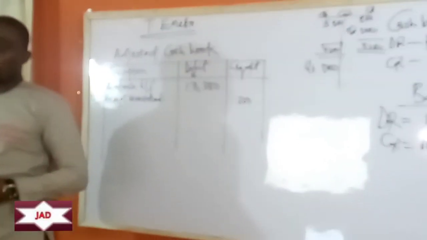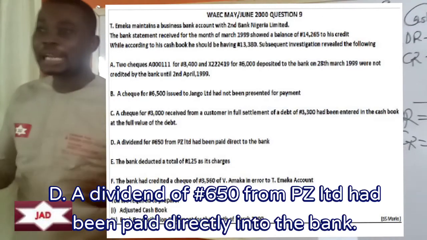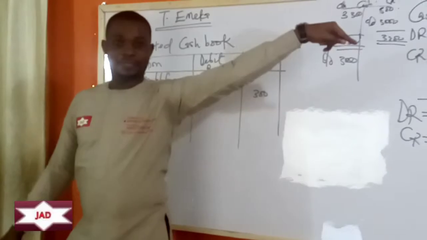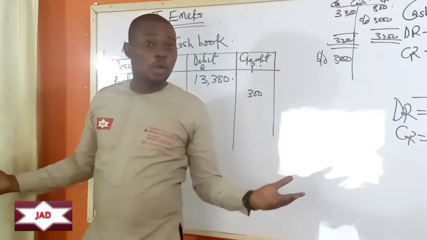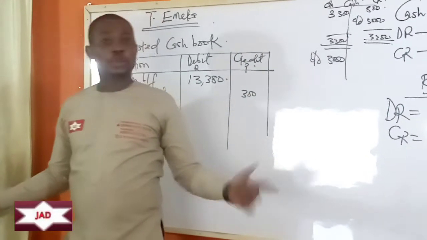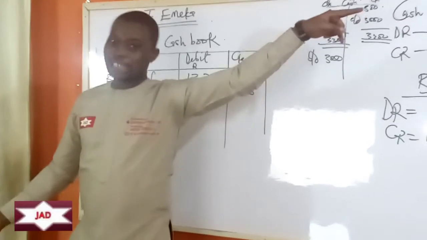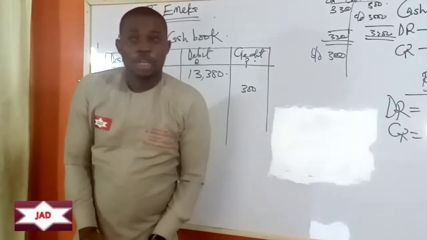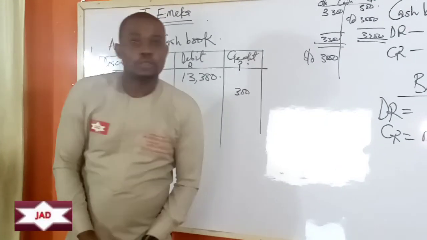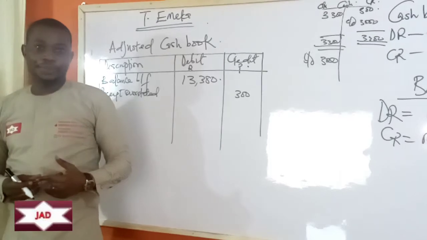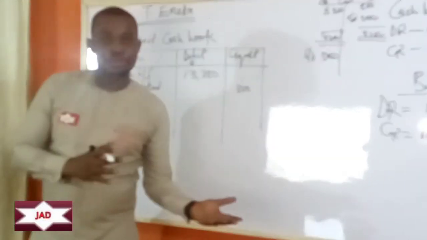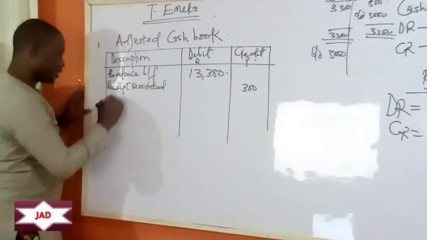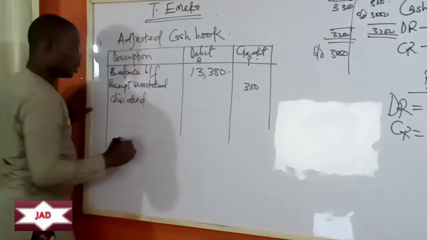So the next error said a dividend of 650 from PZ Limited had been paid directly into the bank. It means they've paid the dividend into the bank directly, but T. Emeka was not aware until he got the bank statement. I told you, when money goes into your bank, the bank credits you. So you're expected to debit your cash book. If the bank has credited you and you have not recorded it in your cash book, that's a receipt. PZ is paying T. Emeka, so T. Emeka is receiving cash from PZ. Remember in your cash book, when you are receiving, you debit, when you are paying, you credit. So let's go. We have dividend of how much?